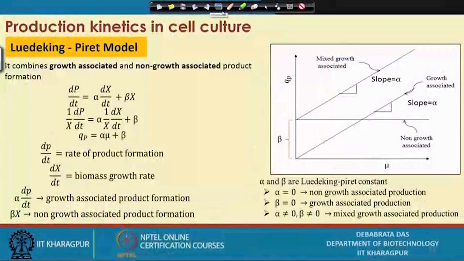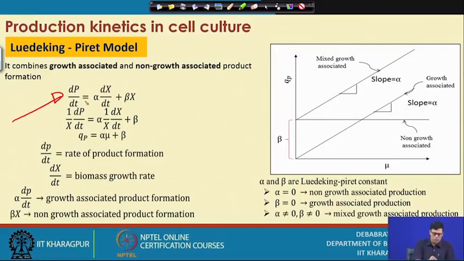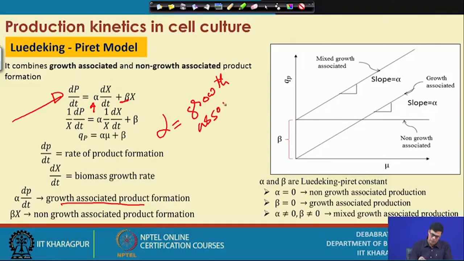Luedeking-Piret proposed the equation like this, that you can see here: dP/dt equal to alpha dx/dt plus beta x, where alpha is considered as the growth associated coefficient. You see, this alpha is the growth associated coefficient, and beta is the non-growth associated coefficient. So, I can write alpha is the growth associated coefficient, am I right? And beta is non-growth associated.